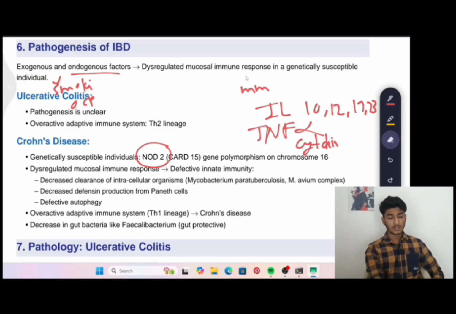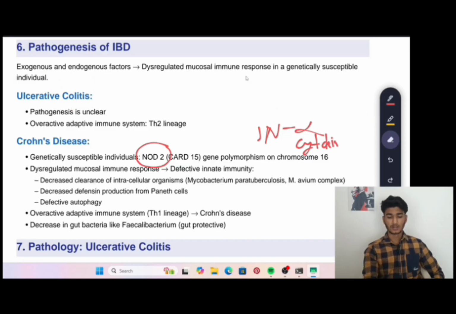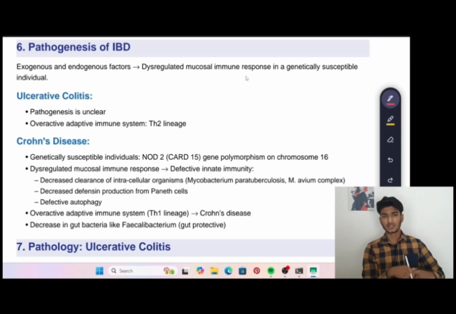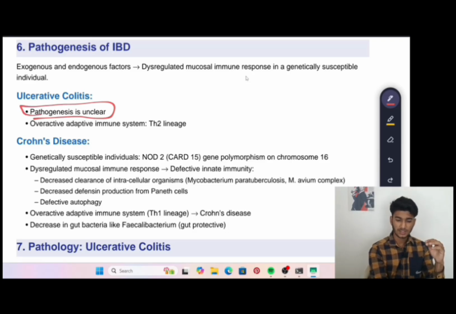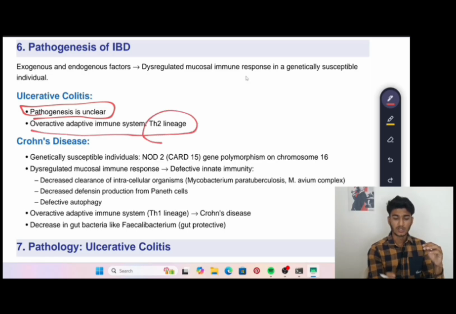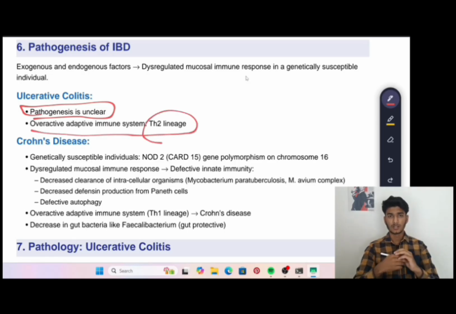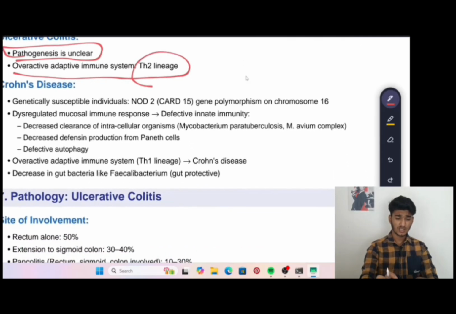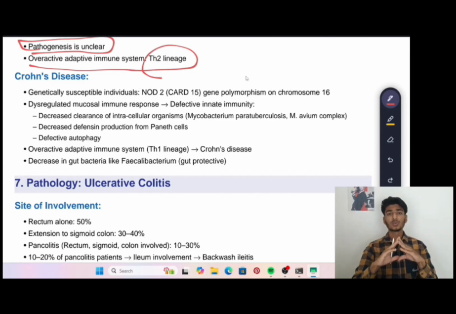So first we will see the pathogenesis of ulcerative colitis. What is the pathogenesis of ulcerative colitis? So the pathogenesis of ulcerative colitis I can't teach you because it is not yet discovered. The pathogenesis of ulcerative colitis is unclear, but we can just predict that there will be overaction of adaptive immune system, that is T helper 2 lineage. If there is T helper 2 lineage, you can say that basically the patient might have been suffering with ulcerative colitis.